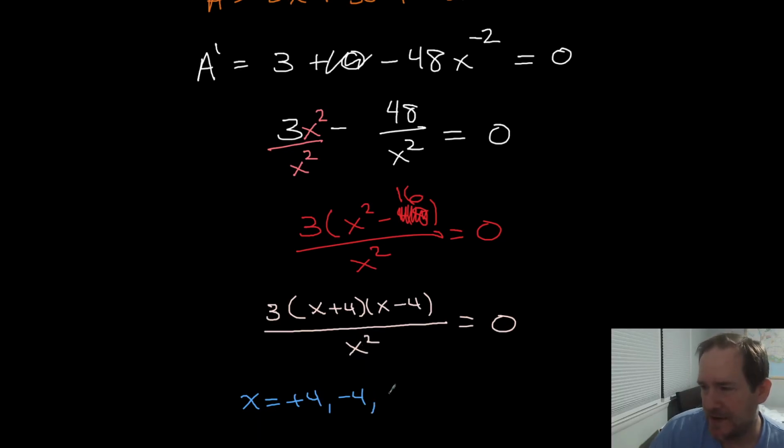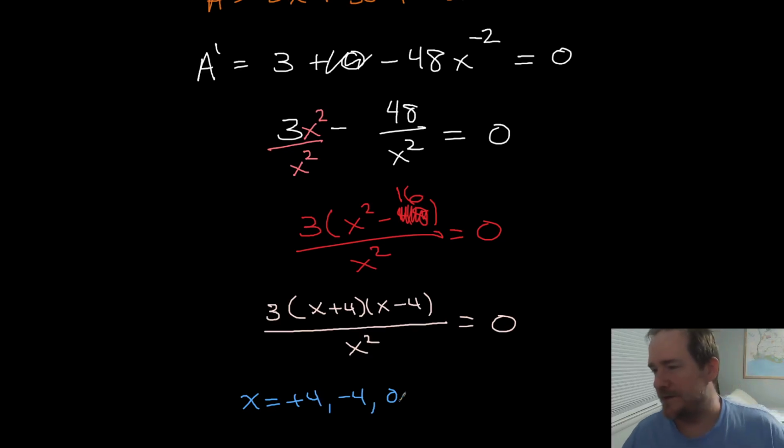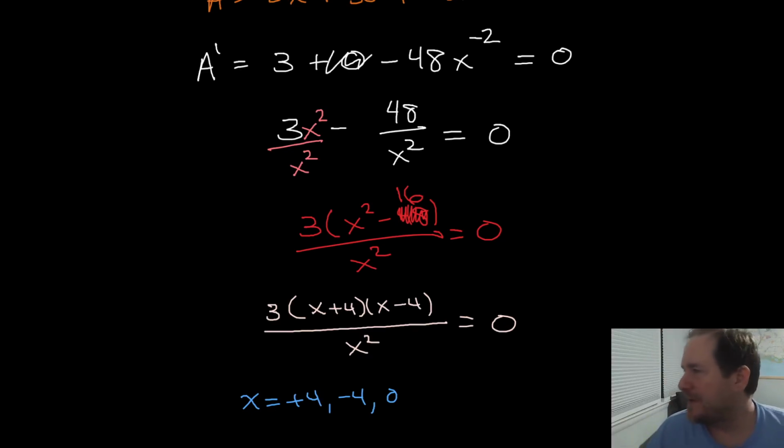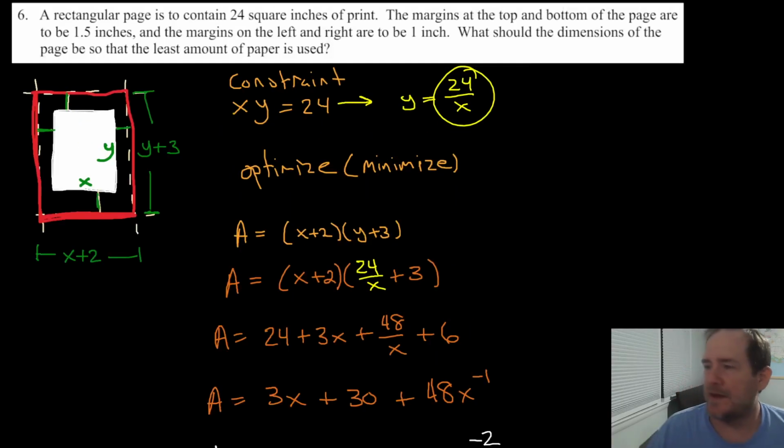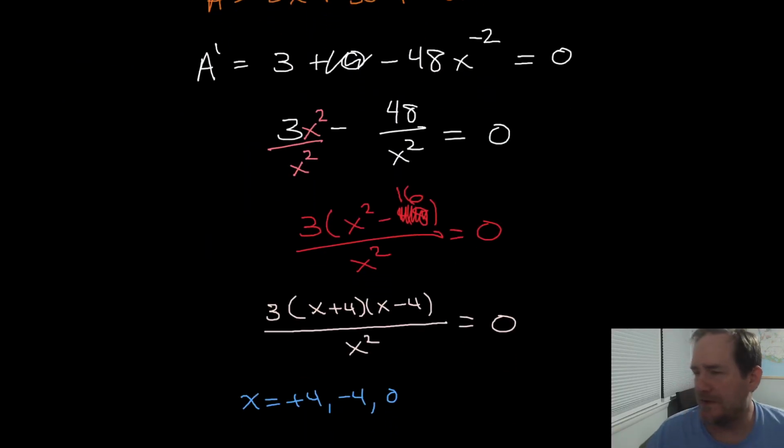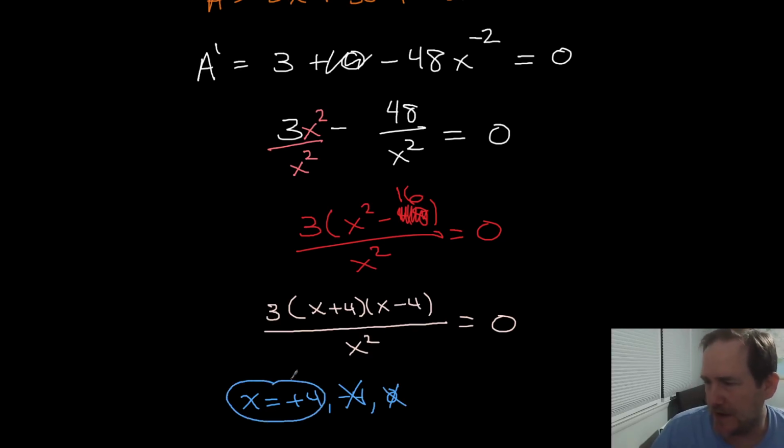So technically, I would want to test all 3 of those values and see who works. But technically, we should be thinking about the context of the problem. Don't forget, we're talking about a piece of paper here. And I'm pretty sure that this x dimension certainly can't be negative, and it can't be 0 either. So actually, out of all these 3 critical values that we found, negative 4 is extraneous because you can't have a negative dimension, and 0 is extraneous too because you can't have 0. So really the only critical value we've got is 4.